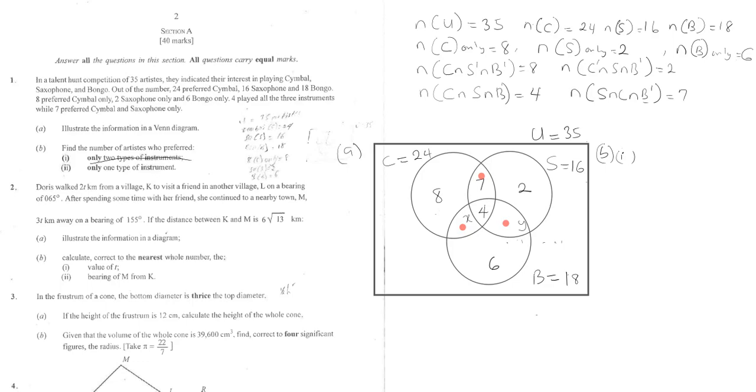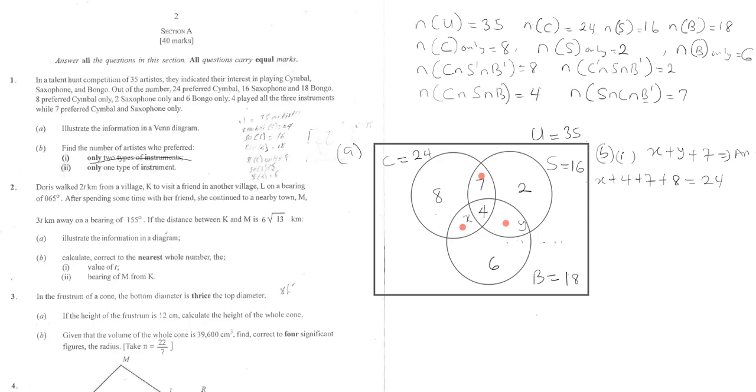Okay, so the first thing is that you add everything in this circle and equate it to 24 in order to get your X. So X plus 4 plus 7 plus 8 must give us what? 24. We are looking for X first, because to get these only 2 types, you must add X plus Y plus 7. X plus Y plus 7 to get our answer for the question number 1.